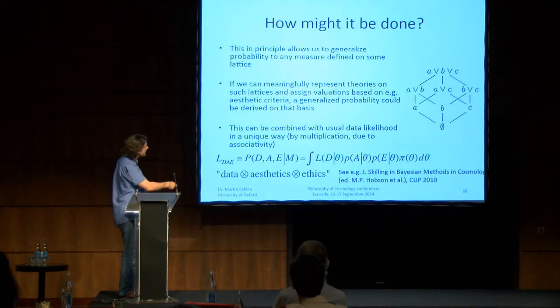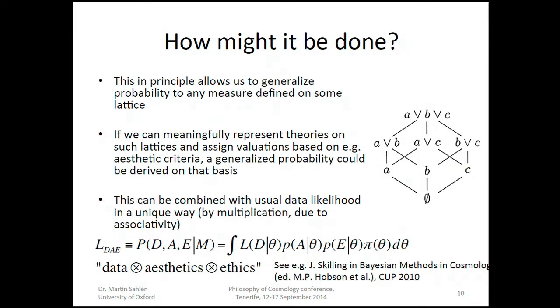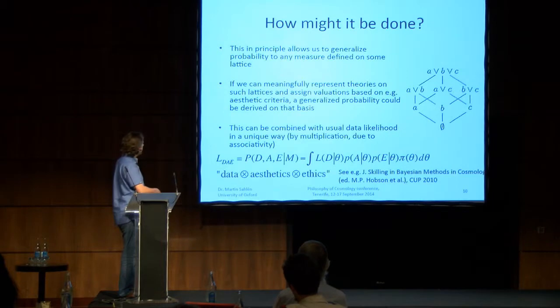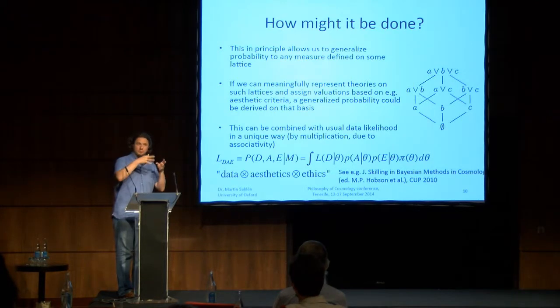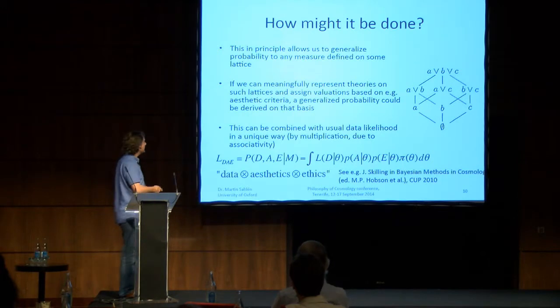So looking at this, as you can see, it's like proposing a way to assign a theory prior. That's one way of looking at this. And so in a more formal sense, roughly speaking, we have a direct product space of data, aesthetics, and ethics, in the way that I've described this, at least.